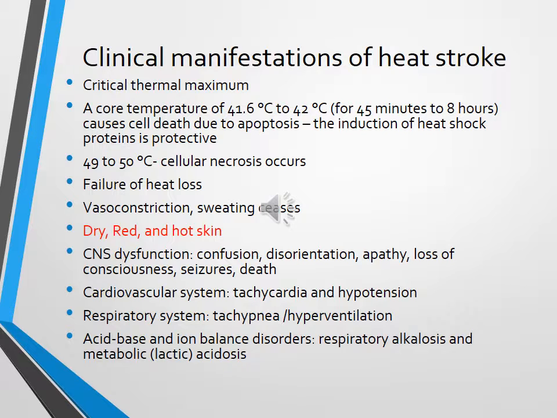At 49 to 50, you'll see cellular necrosis, failure of heat loss, vasoconstriction, sweating ceases. They have dry, red, and hot skin. CNS dysfunction: they'll get confusion, disorientation, apathy, loss of consciousness, seizures, death. They can see tachycardia and hypotension cardiovascularly, respiratory tachypnea and hyperventilation, and then acid, base, and ion balance disorders. You may see respiratory alkalosis and metabolic lactic acidosis.